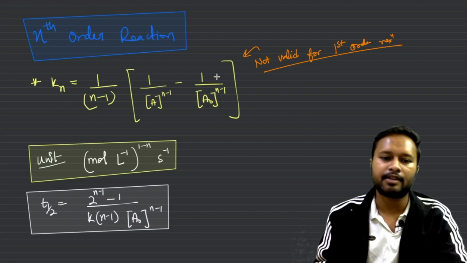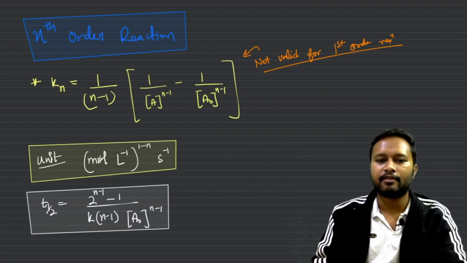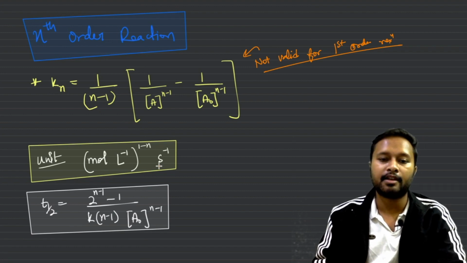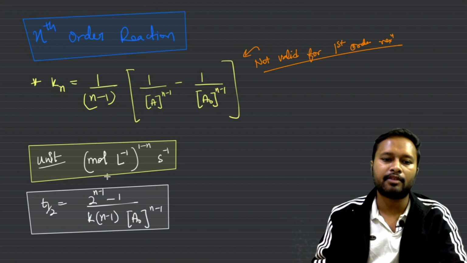For other order reactions, you can use this expression to find out the value of the rate constant. The unit of the nth order reaction is given as moles per liter to the power 1 minus n into second inverse, and half-life is given as 2 to the power n minus 1 minus 1 upon K into n minus 1, and initial concentration to the power n minus 1. So these are very important expressions which will help you to find the t half formula or unit for any order reaction.